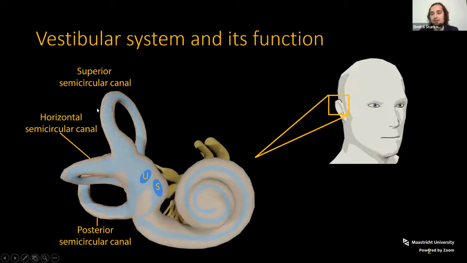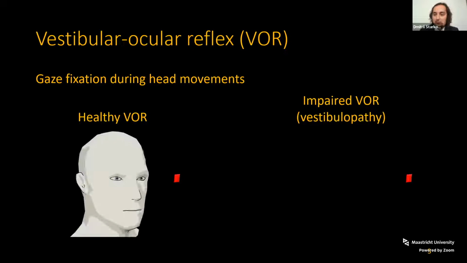And then the information from each sensory organ is used to help us keep balance, orient in space, and stabilize our gaze during head movements. An example of this stabilization is presented in this animation, where this man keeps his eyes on this red target while rotating his head to the left and right. This is happening due to the work of the vestibular ocular reflex, a reflex which uses information from the semicircular canals about the head movement velocities. This reflex moves his eyes in the direction opposite to the head movement, but with the same velocity.